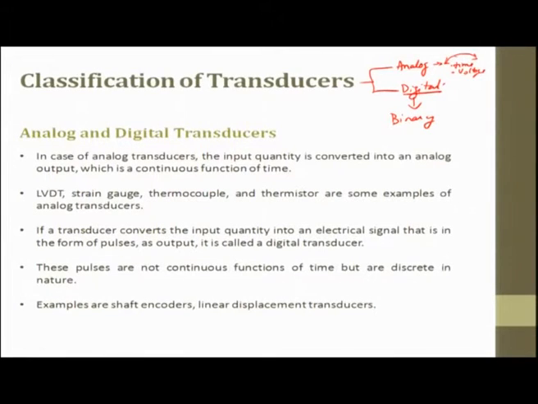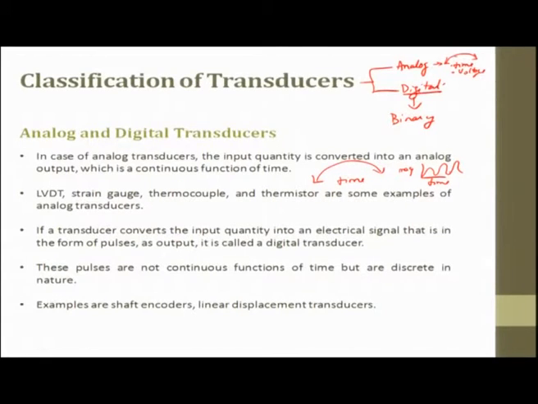In the case of an analog transducer, the input quantity is converted into an analog output, which is a continuous function of time, continuously varying with time. Or I can put it like this: this is magnitude, whatever you take, and this is time. So it can go something like this.